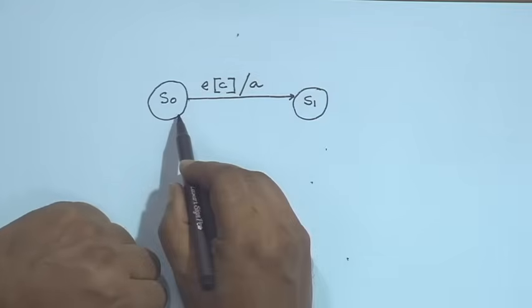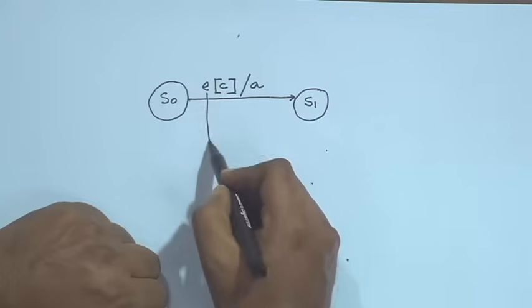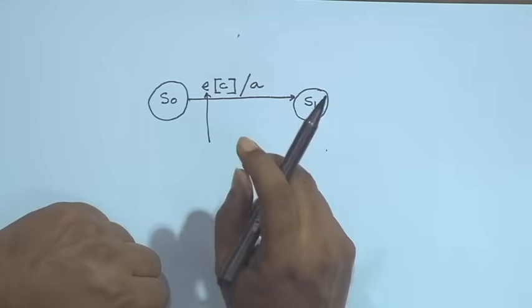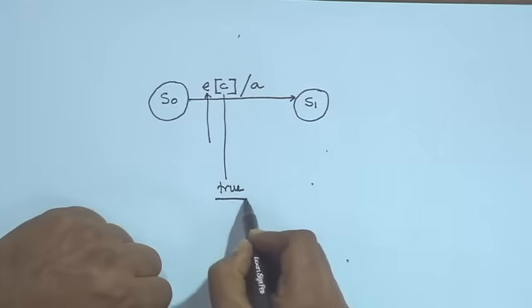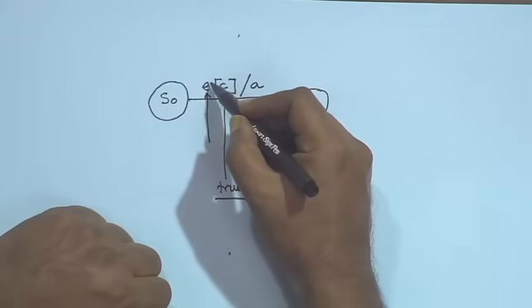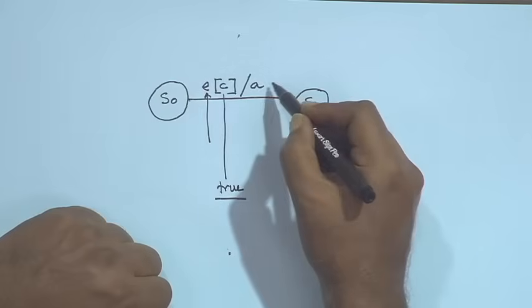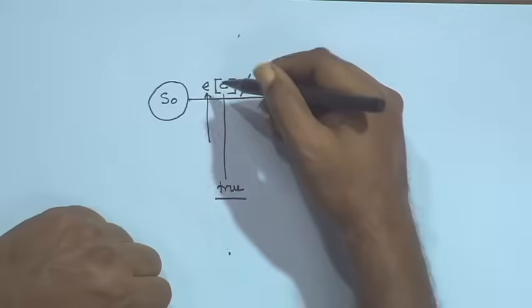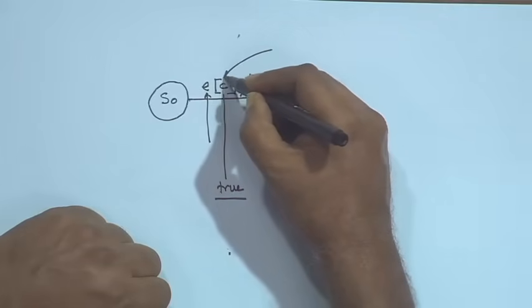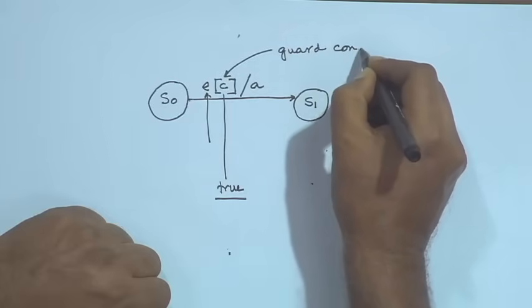Here, the meaning of this is that if the system is in state S0 and an event E occurs, this transition will take place only if this condition C is true. If this condition does not hold, even if the event E occurs, this transition will not take place, and consequently, this action A will also not be taken. So, this C is called the guard or the guard condition.